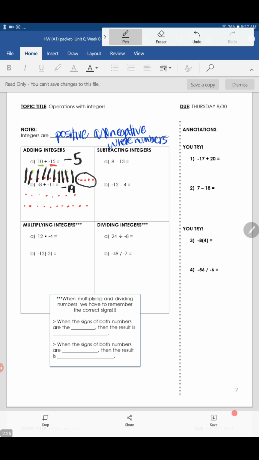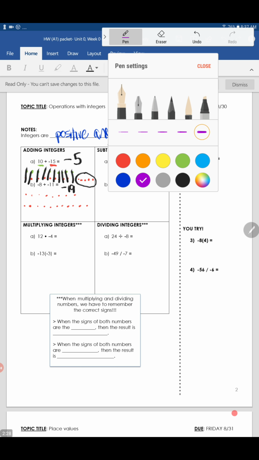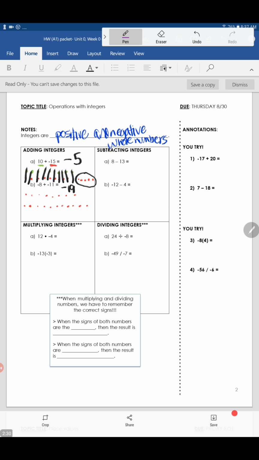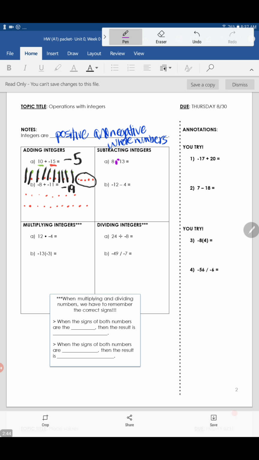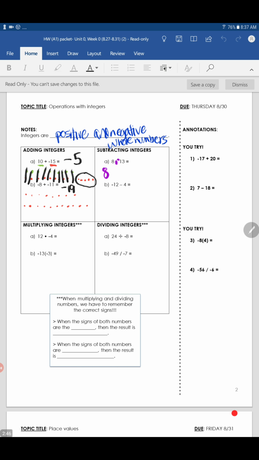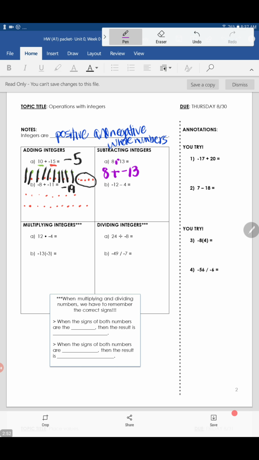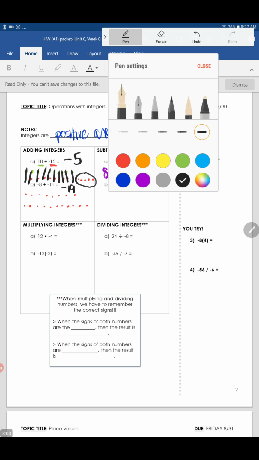Subtracting integers is similar, except we need to do one extra step. 8 minus 13, and we have -12 minus 4. The subtraction sign is the same thing as changing the subtraction sign to a plus sign and making the second number negative. Okay, so this problem ends up becoming 8 plus -13. The same thing as saying 8 minus 13. So by doing that, we can use our same strategies as before, right? 8 plus -13, if you draw it out, we'll find is -5.